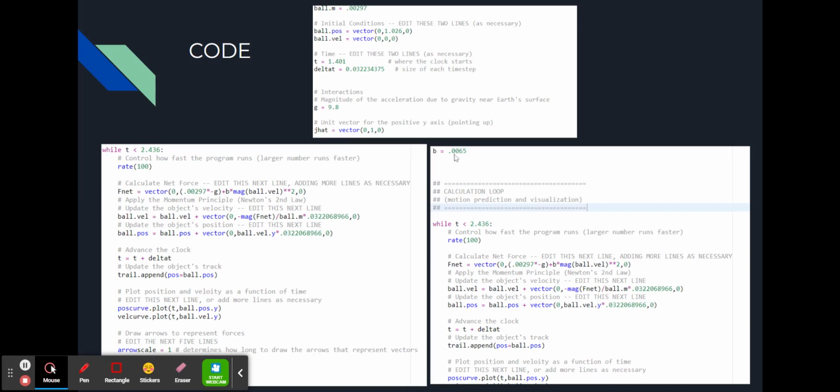But if we look on the right, we can see we have b equals 0.0065, which helps us calculate our air resistance. Because the second model we computed had air resistance, and we need to see how it would fall with air resistance. So by doing that, we could use our coefficient in our net force, which would therefore counteract the gravity net force and give us our total net force.